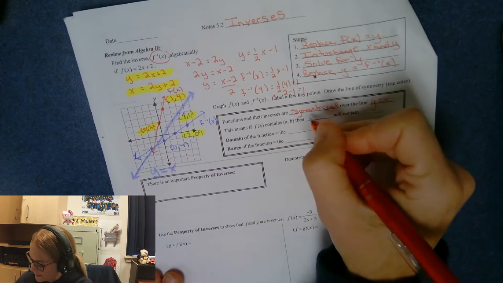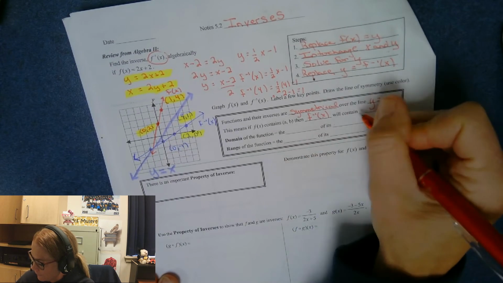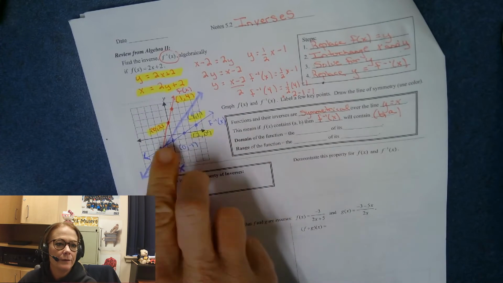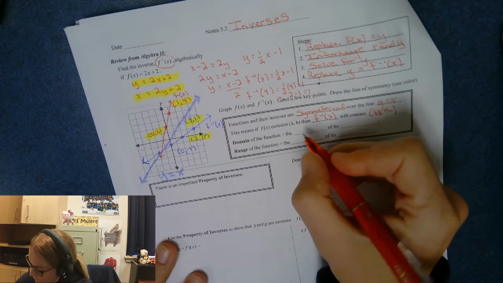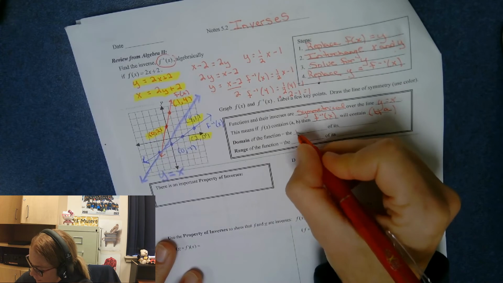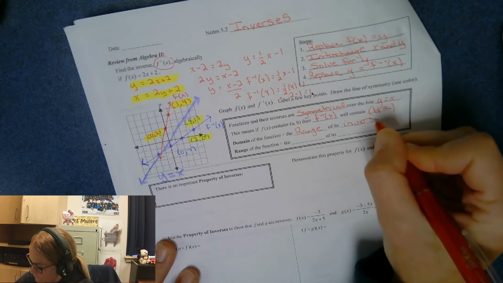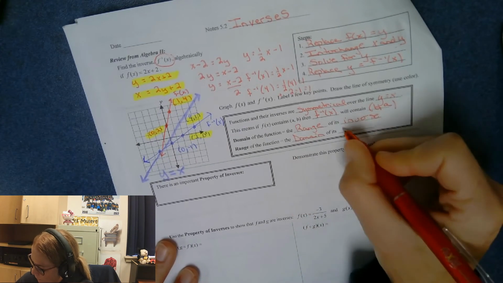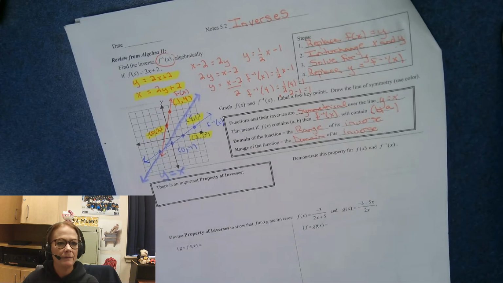If f of x contains (a, b), then f inverse will contain (b, a). That's your interchange here, like we saw right there. The domain of the function is the range of the inverse, and the range of the function is the domain of the inverse. And then again, that's because domain is x, range is y, and when those flip-flop, so do the domain and range.